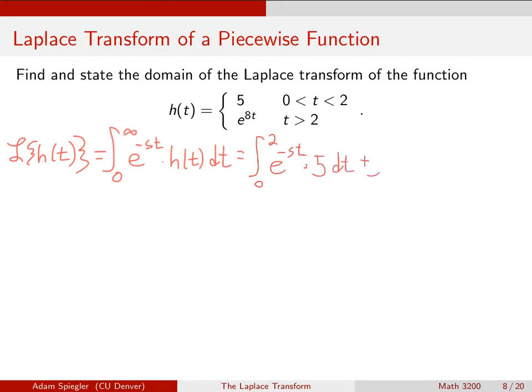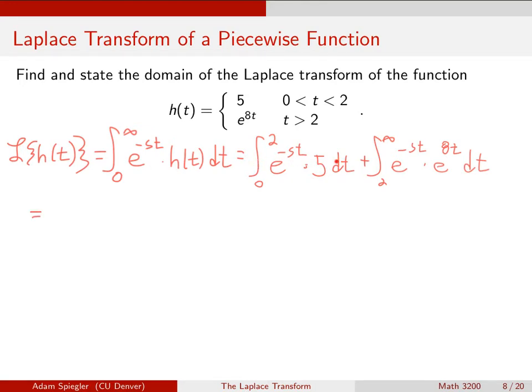And then, as t goes from 2 up to infinity, suddenly h of t is now changed. So we're going to integrate e to the minus st times e to the 8t, and we're going to integrate this with respect to t. Okay, so we've got two different pieces, and this gave us two different sums of integrals.